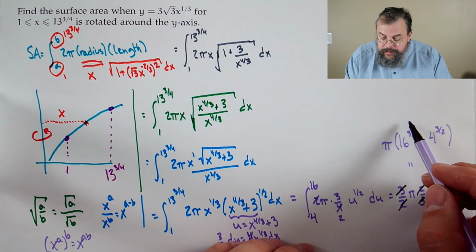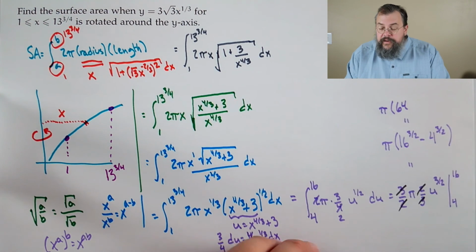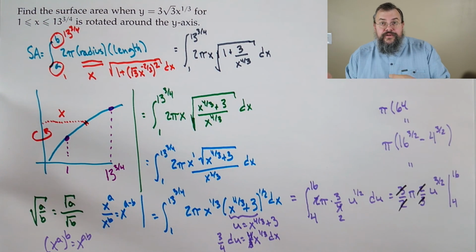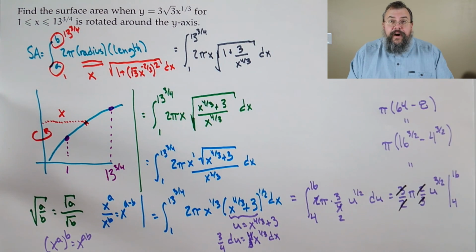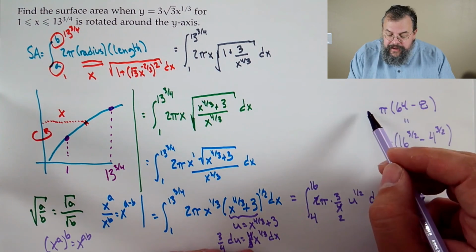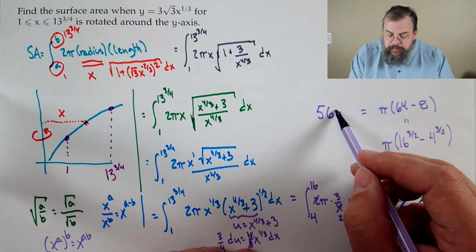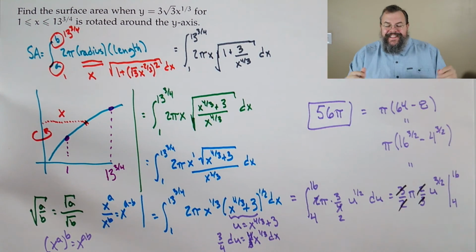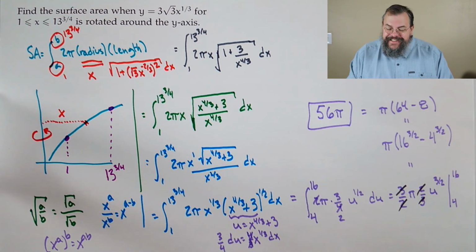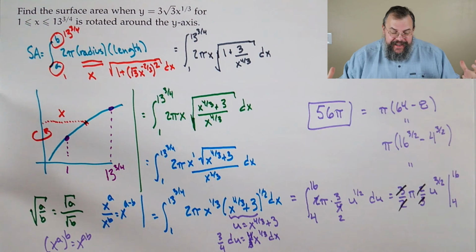So this is equal to pi times 64. Now 4 to the 3/2: square root of 4 is 2, 2 cubed is 8. All right, 64 minus 8, and 64 minus 8 is leaving us with 56 pi. Wow. That's so cool. That's so cool. Because look at how beautiful the answer is. It's like a nice whole number times pi.